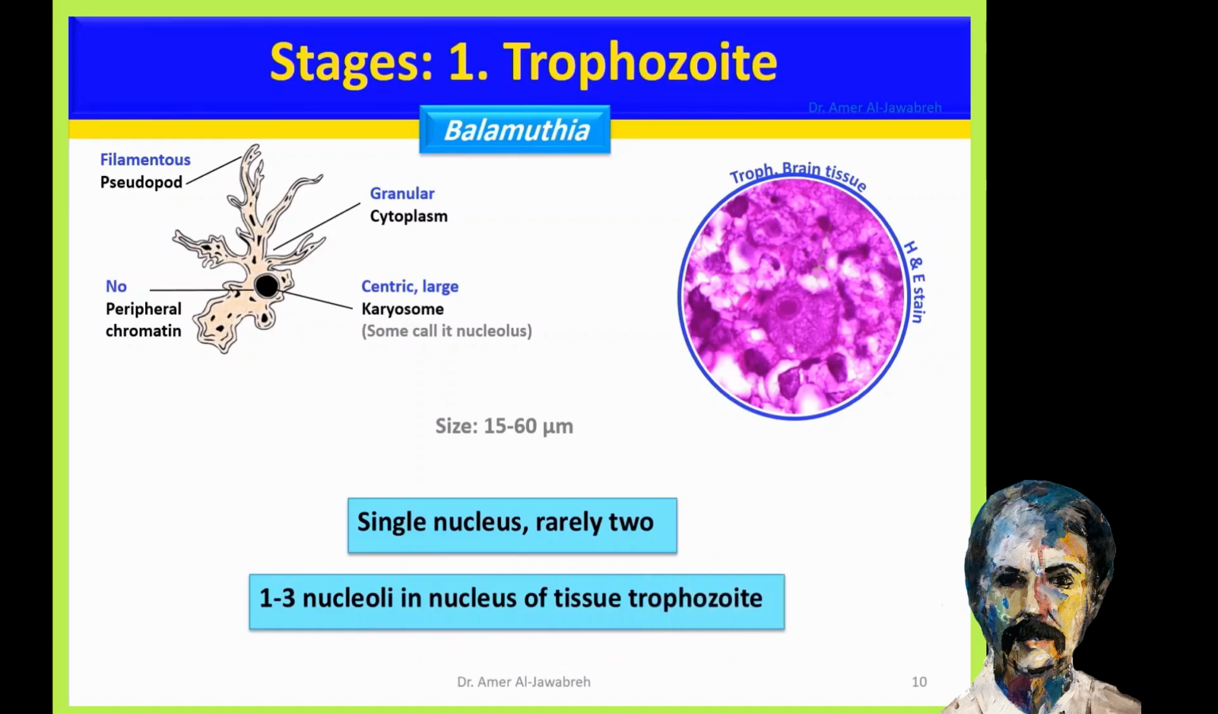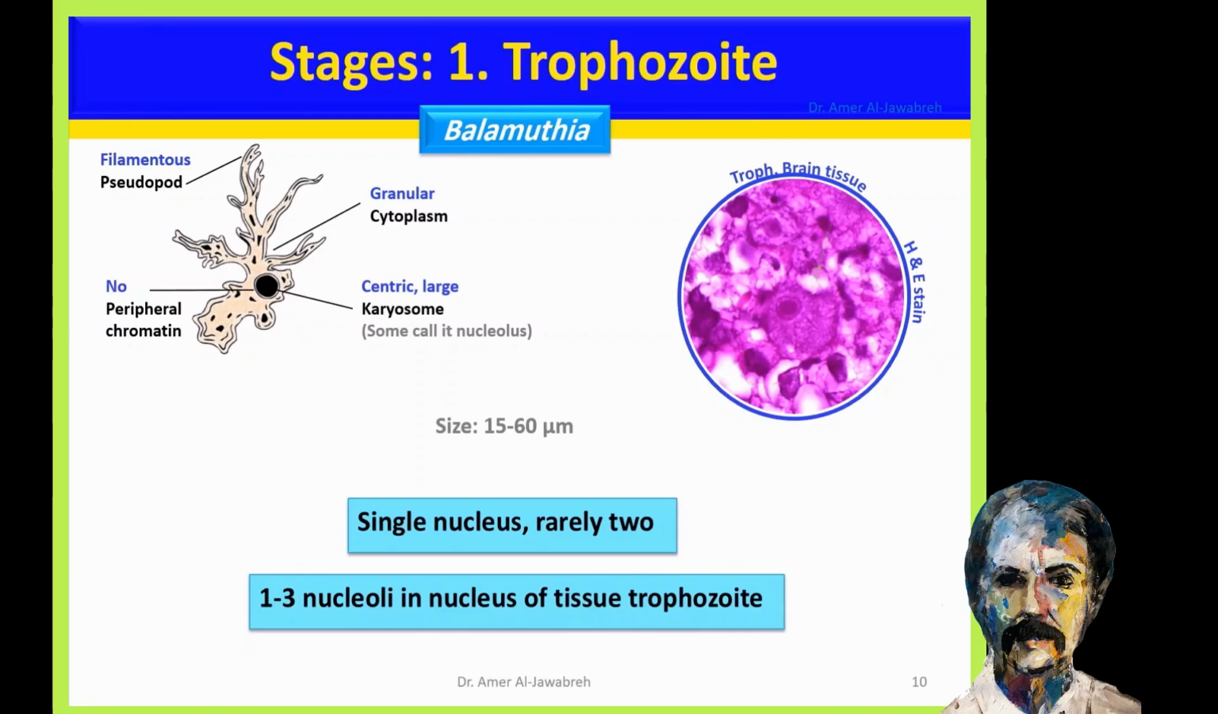Single nucleus. Rarely it has 2. The karyosome, sometimes it can be 2. Not only big 1, 2, but rare. Even sometimes it can be 3, but in the trophozoite inside the tissue. And in the tissue, by the way, this filamentous shape disappears. It appears like Entamoeba coli. This filamentous shape is only in culture or in the environment.